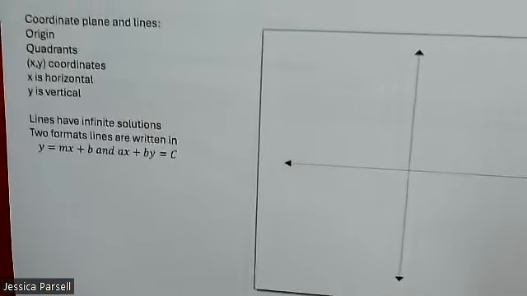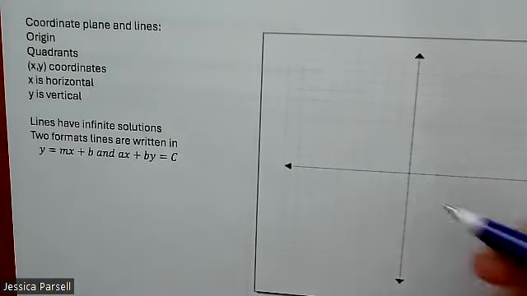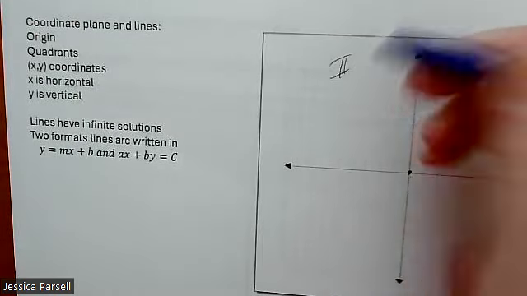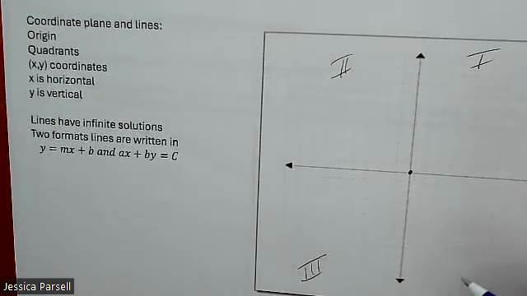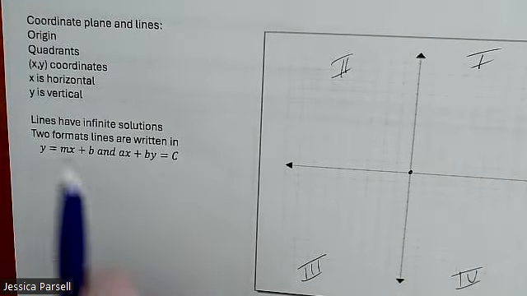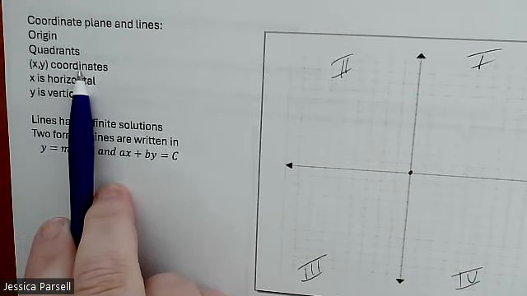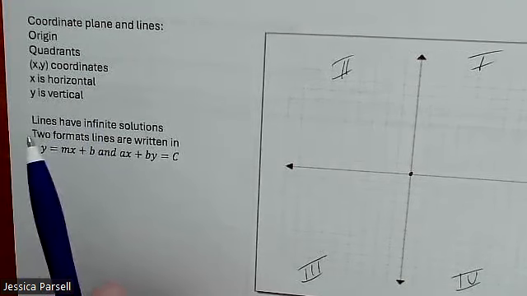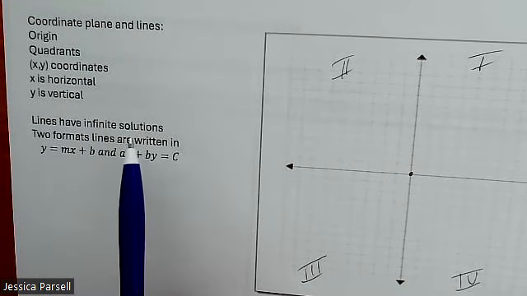So I made myself some notes here that make sure you know where the origin is, that it's got 4 quadrants, 1, 2, 3, 4. Okay, these are all Roman numerals. You always have XY coordinates. X is horizontal axis, Y is the vertical axis. And keep in mind, lines have infinite solutions.